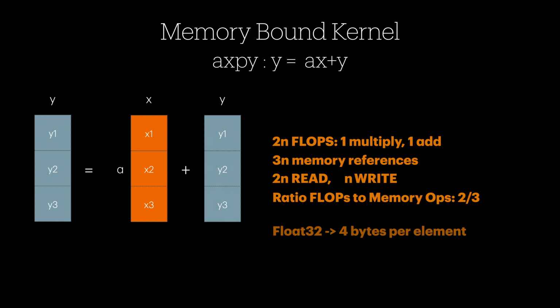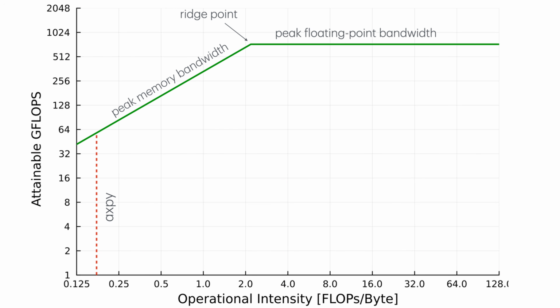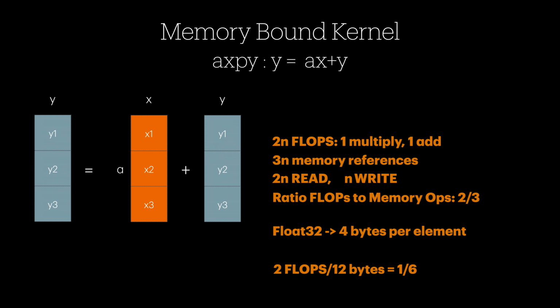Now, since we're using float32, each element is 4 bytes, so in total we move 12 bytes per element. Therefore we have 2 flops, 12 bytes of memory traffic, which gives us an arithmetic intensity of just 1/6 of a flop per byte. And that's the key point. This is an extremely low compute-to-memory ratio, which means performance is completely dominated by how fast we can move data, not how fast we can compute. In other words, AXPY forces the system to operate at the memory bandwidth limit, making it an ideal kernel for measuring peak bandwidth.